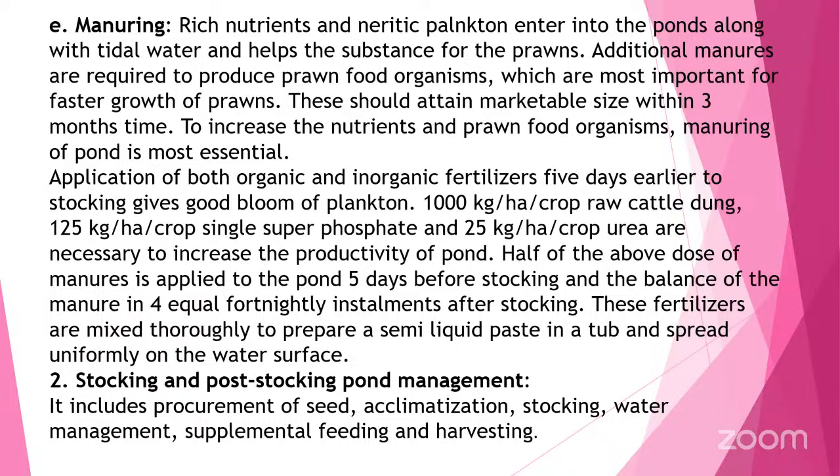Application of both organic and inorganic fertilizers 5 days earlier to stocking gives a good bloom of plankton. 1000 kg per hectare crop raw cattle dung, 125 kgs per hectare crop single superphosphate, and 25 kgs per hectare crop urea are necessary to increase the productivity of the pond.